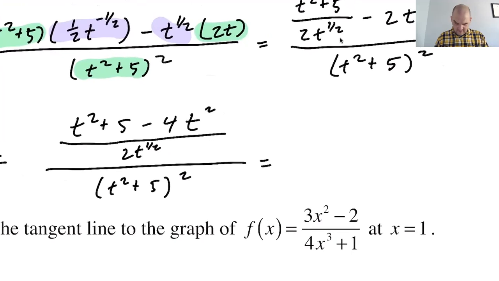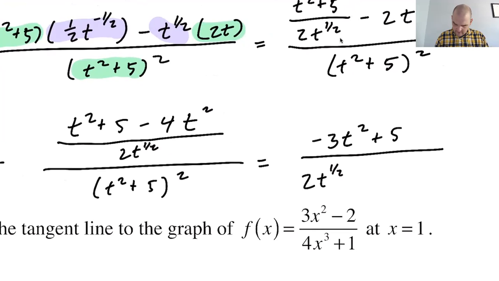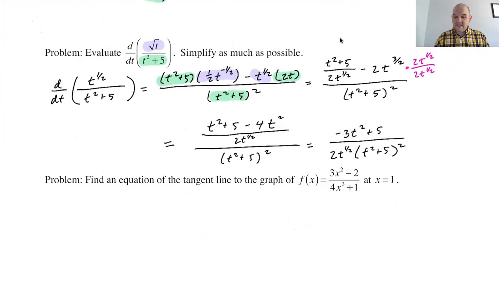Okay, let's simplify that a little more. So I get negative 3t squared plus 5 over 2t to the 1/2 times t squared plus 5 squared. So that's our derivative. That's the derivative with respect to t.